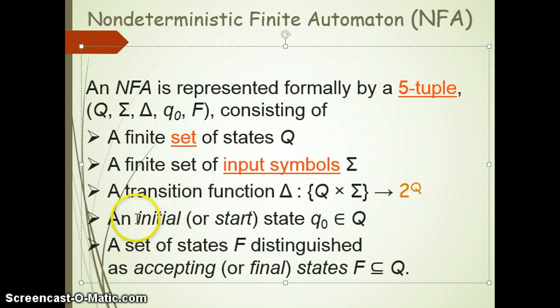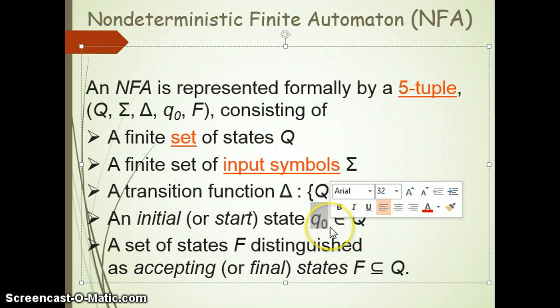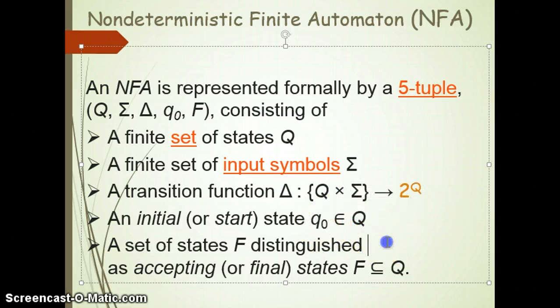Next one is the initial state or start state. It is also called a start state, represented by q naught. This also belongs to Q, that means q naught is one of the states of Q. The last one is the final state. F is a set of final states, generally represented as F. That also belongs to Q. So these are the five tuple format for non-deterministic finite automata.